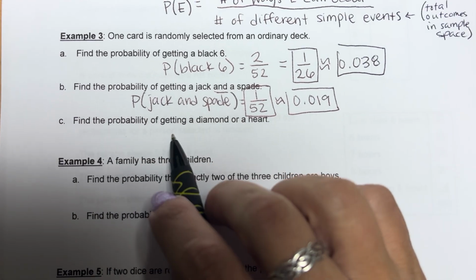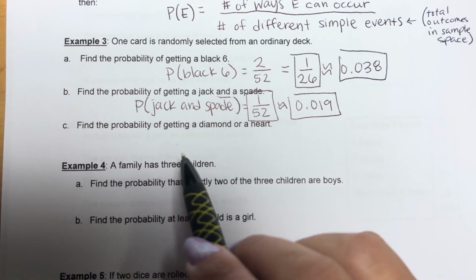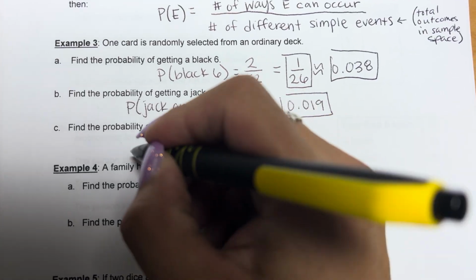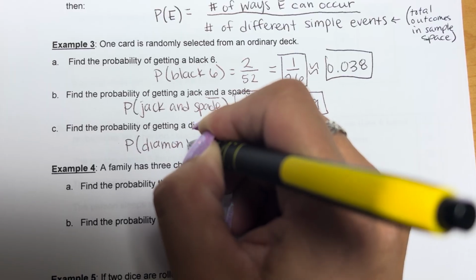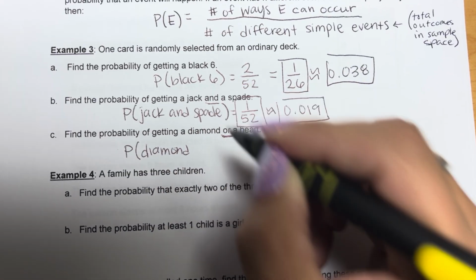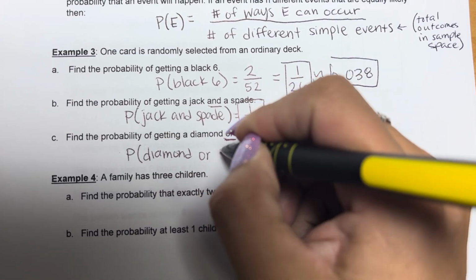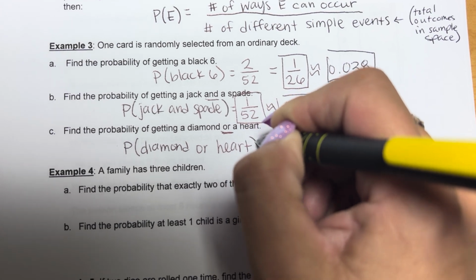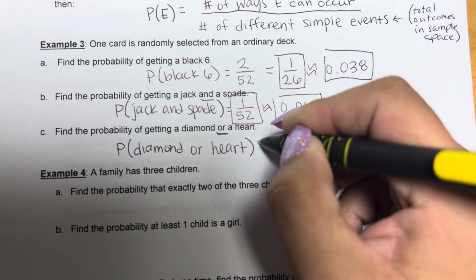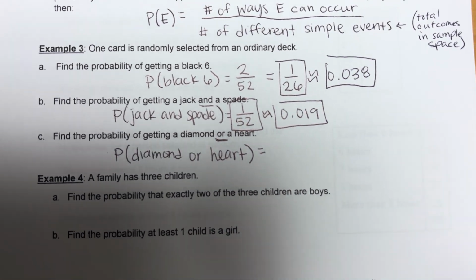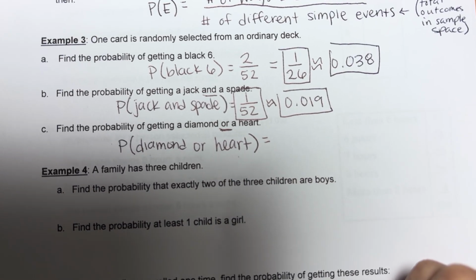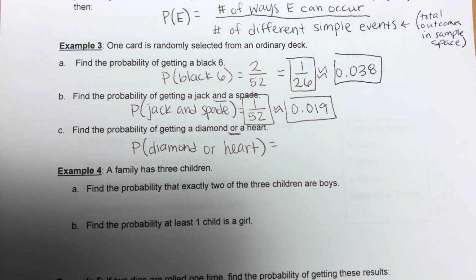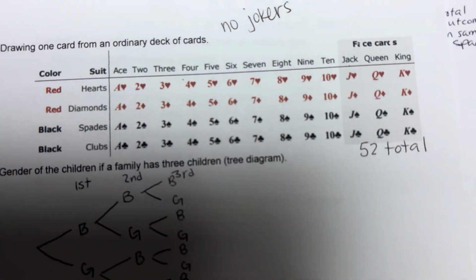All right, find the probability of one card of getting a diamond or a heart. So probability of a diamond. Notice on this one it says or instead of and. Diamond or a heart. Okay. Now, can you get both a diamond and a heart? No, it doesn't exist, right? So you'd either get a diamond.